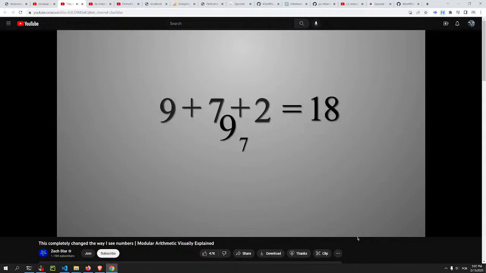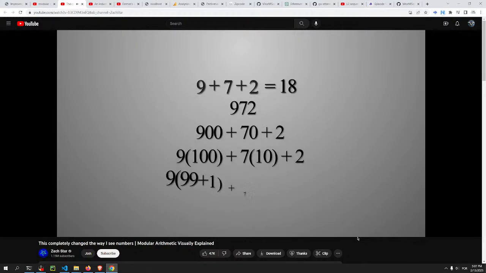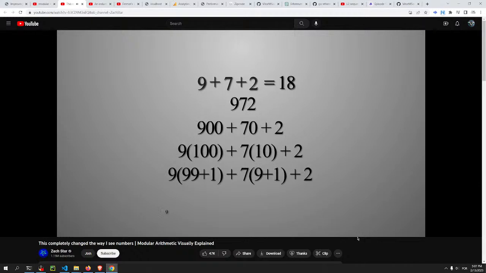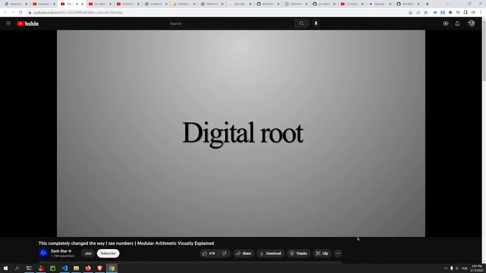The reason for this is I can write 972 as 900 plus 70 plus 2, which can break down further to 9 times 100 plus 7 times 10 plus 2. 100 can then be written as 99 plus 1, and 10 as 9 plus 1. Then if I distribute everything, we're left with this. These terms are both divisible by 9 due to the 9 and 99 of them. So in order for the entire number to be divisible by 9, the last terms combined must be, which are the digits of the original number. The slightly more official term for working with 9s, though, is the digital root. To calculate the digital root of a number, let me just show an example.